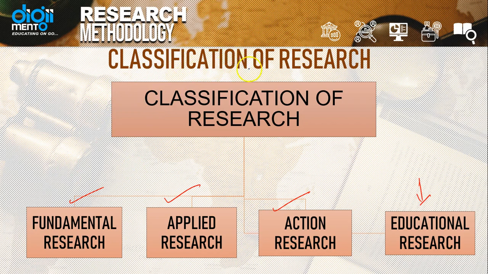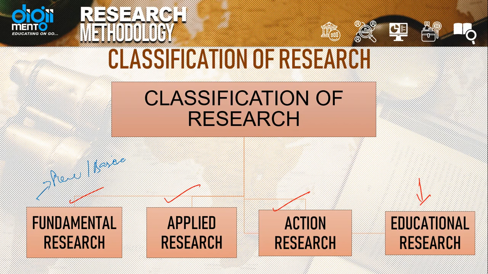Going back to the classification of research, in fundamental research, these are pure and basic research. Basically, in this research our aim is to get as much knowledge as we can. We are not applying this kind of research to practical life. Now the next one is applied research. The name suggests that we are applying our research in practical life. And the next one is action research.